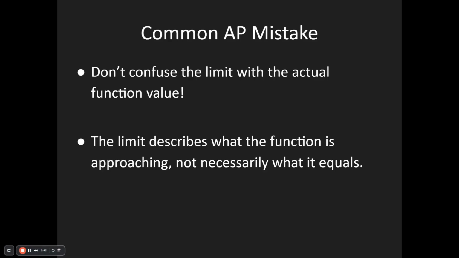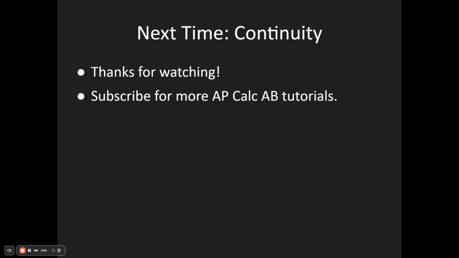The limit describes the behavior near the point, not necessarily at the point. To summarize, first, a limit tells us what value a function is approaching. Second, the function does not need to equal that value at the point itself. And third, limits can exist even at holes, but not when the left and right sides don't match.